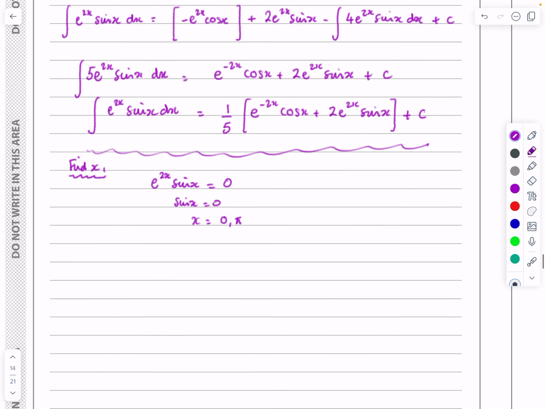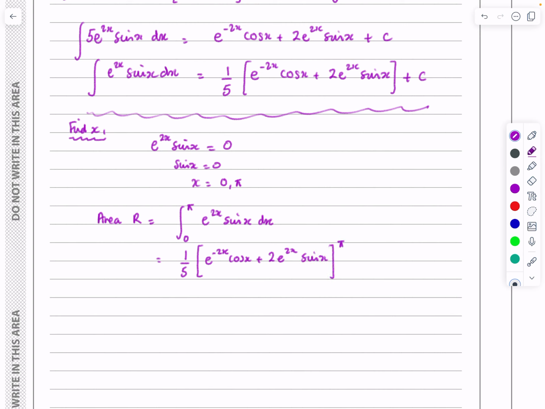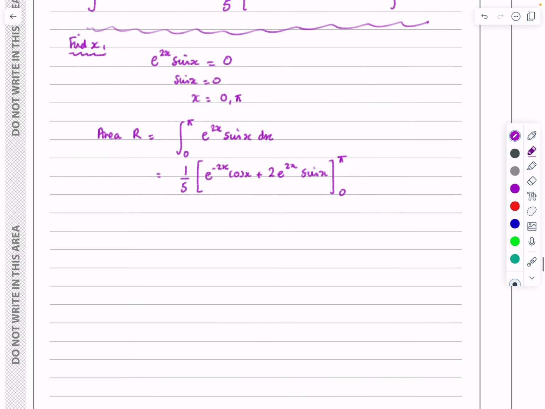So I now know that if I want to work out region R, the area R is just going to be the integral between 0 and pi of e to the 2x sine x dx, but now we can use that part there in order to work this out, and we're going to need it as an exact answer. So this works out to be a fifth e to the minus 2x cos x plus 2e to the 2x sine x, all between pi and 0, and it's a matter of just putting those values in now.